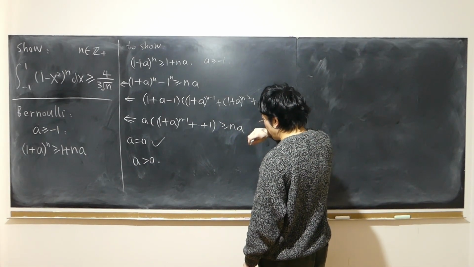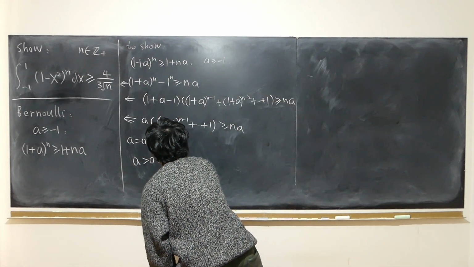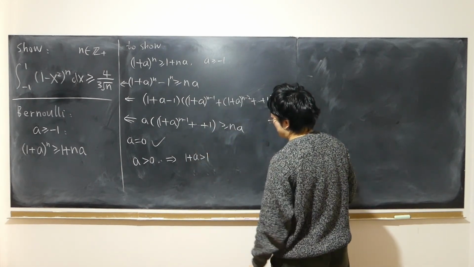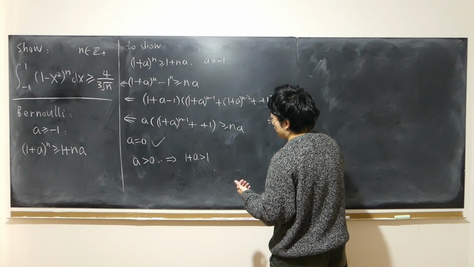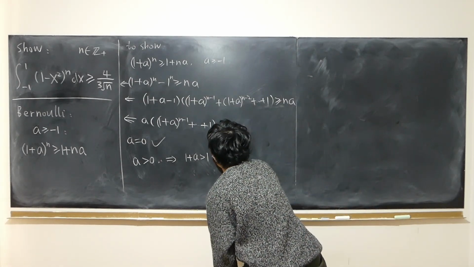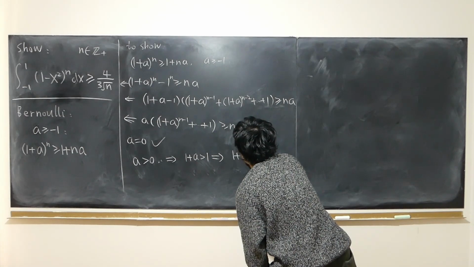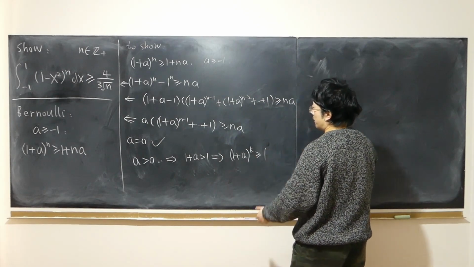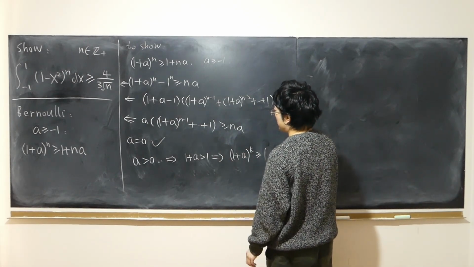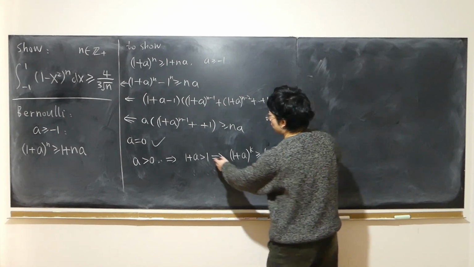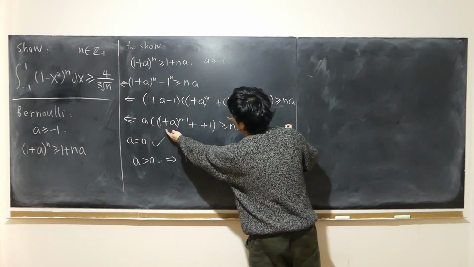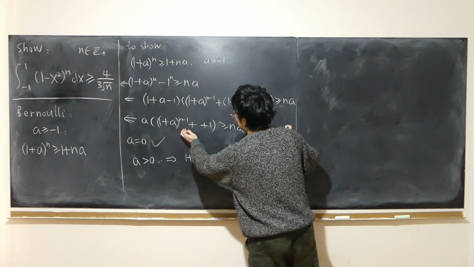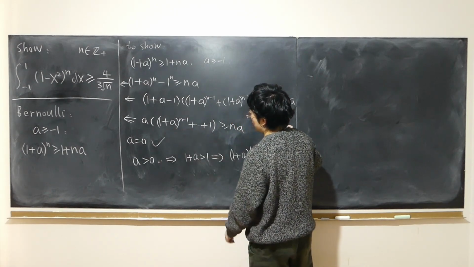When a is bigger than 0, then of course 1 plus a is bigger than 1. If we raise to the power of k on both sides, some positive integer, then we obviously have (1 plus a) to the power of k is bigger than or equal to 1. Any positive integer k is okay. Now, the question is how many of them are there? 1 plus a to the power of some positive integer. How many of them? There are n terms in here, right?